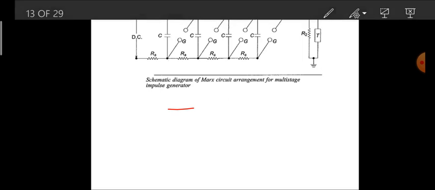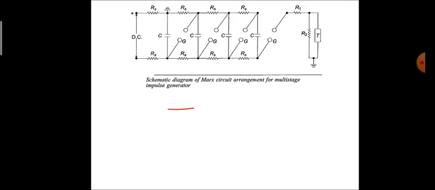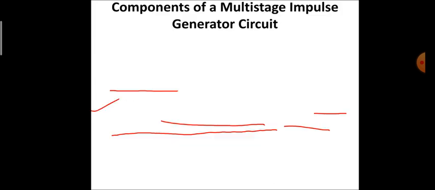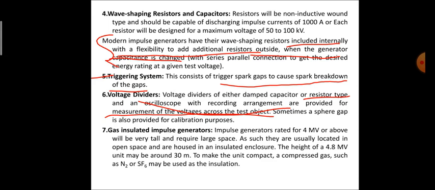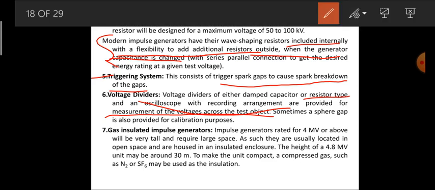See this arrangement: the arrangement of R1 and R2 is your voltage divider. So a voltage divider is required, along with an oscilloscope for recording. Sometimes a spark gap is also provided for calibration purposes. Calibration means initially setting it to the reference value.